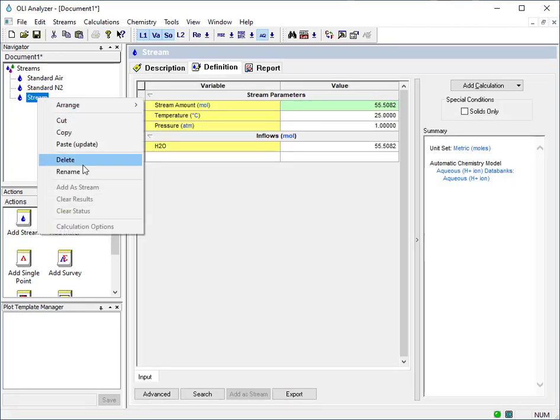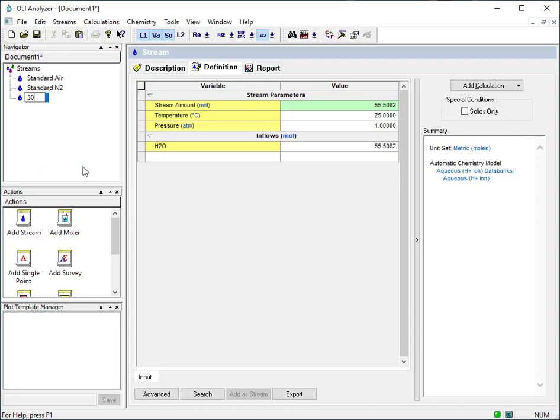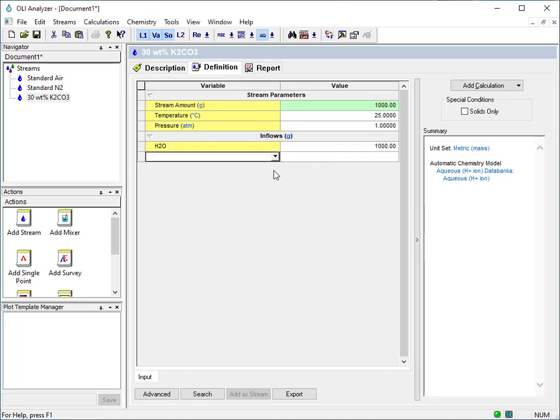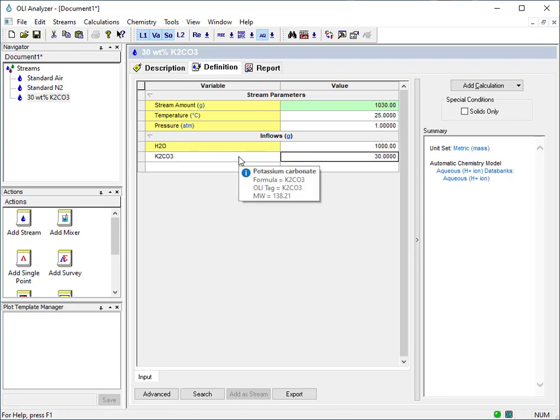This stream happens to be a 30 weight percent potassium carbonate solution. I'm going to change the units here. I'm going to go up here to the units button. Okay, I am going to very quickly switch it to mass units. Okay. It is potassium carbonate, K2CO3. It is at 30 weight percent. Let's make it actually 300 and 700. So that becomes a 30 weight percent solution.